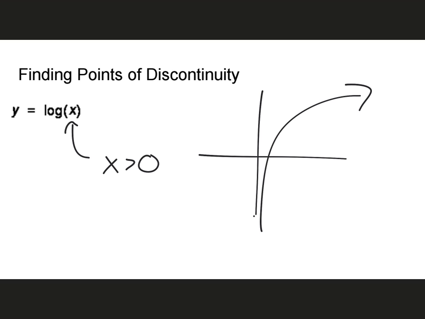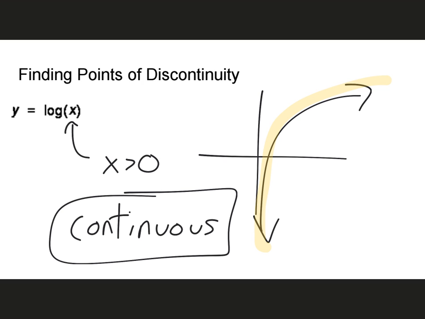So the log graph looks something like this. It's the inverse of an exponential. And we can trace it without lifting our highlighter, right? We can actually trace the length of this function. So just because it's only defined over a certain interval, it is a continuous function because it is continuous over that interval. A function does not have to have a domain of all real numbers in order to be continuous.